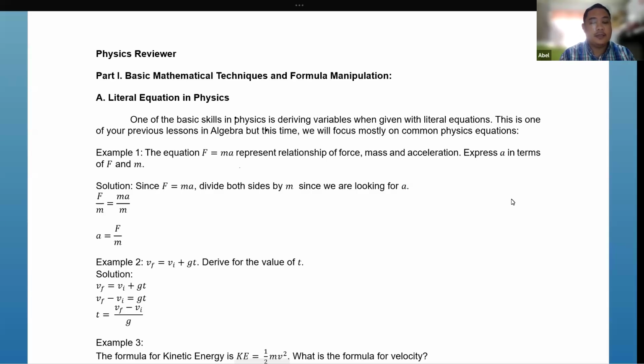Okay, so let's now tackle our physics reviewer. And the first part is the basic mathematical techniques and formula manipulation. So the first topic is literal equations in physics, and this is the basic requirement for us to understand physics because formulas are going to tell us a lot.